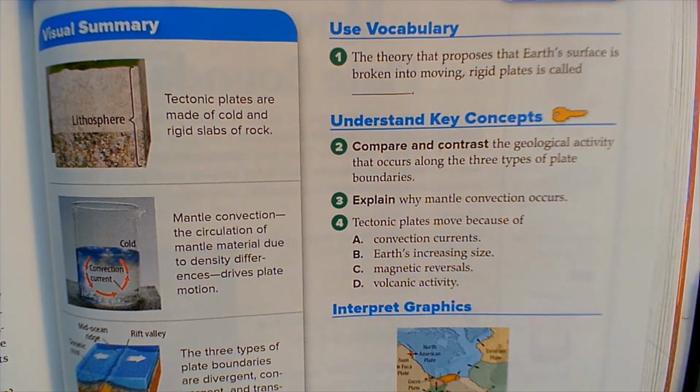Earthquakes occur along transform plate boundaries. Number 3 asks, explain why mantle convection occurs. Mantle convection occurs due to the transfer of thermal energy in the mantle. Radioactive elements in the core heat the mantle. Hot mantle material rises to the base of the crust and cools, sinking back down into the mantle. And this process creates circular currents in the mantle called convection currents. Number 4, tectonic plates move because of A, convection currents.